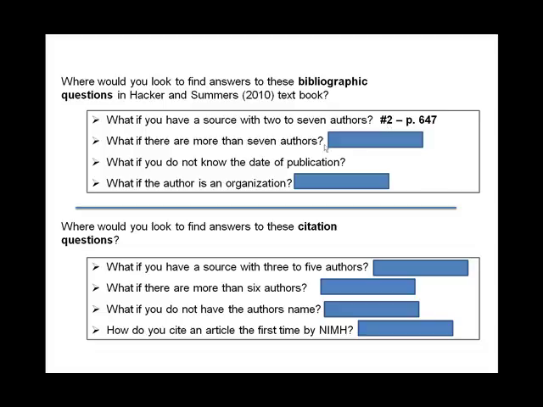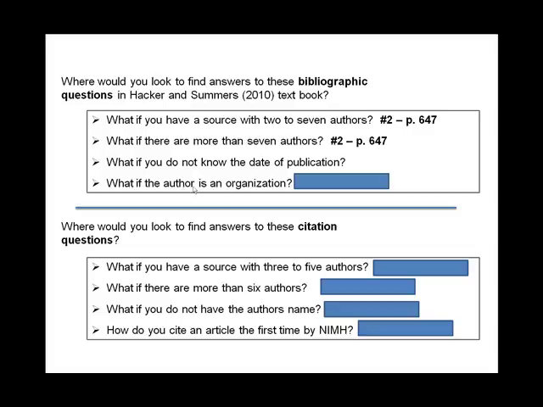How about if you have more than 7 authors? Pause the slideshow. Okay, if you start it again, then the place you would look is number 2, again on page 647. It's going to answer the question there. Where do you look if you don't know the date of the publication? That I'm going to let you find on your own.